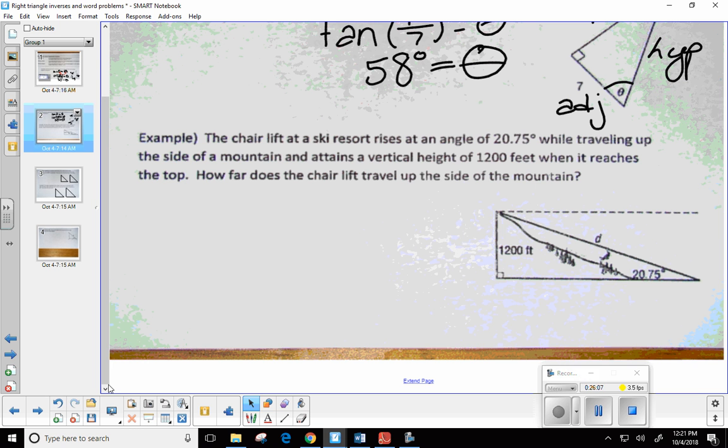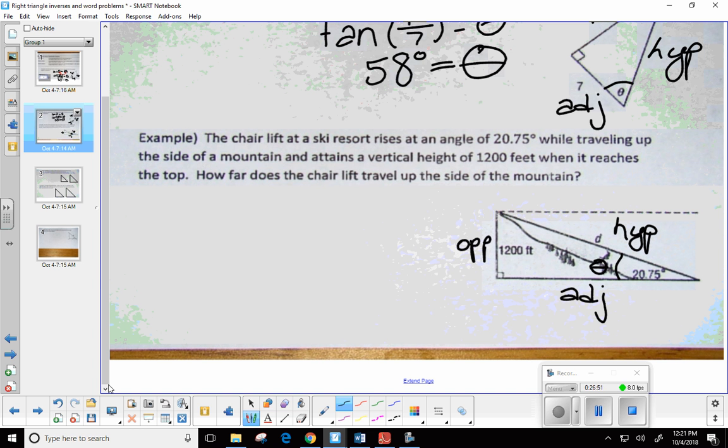Okay. And then we'll go to this one. It says, the chairlift at a ski resort rises at an angle of 20.75 degrees while traveling up the side of a mountain and attains a vertical height of 1,200 feet when it reaches the top. How far does the chairlift travel up the side of the mountain? Okay. And so our diagram is already drawn for us, and we see this 20.75 as our theta down here in the corner. And then this 1,200 feet is obviously the opposite side. And then the long side that is labeled D is the hypotenuse, which will leave this base as the adjacent.